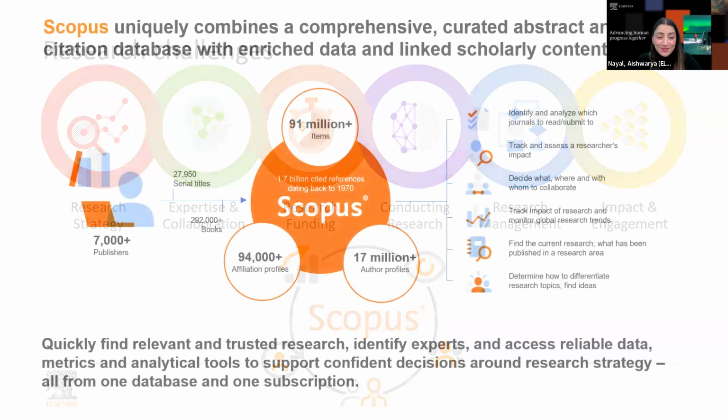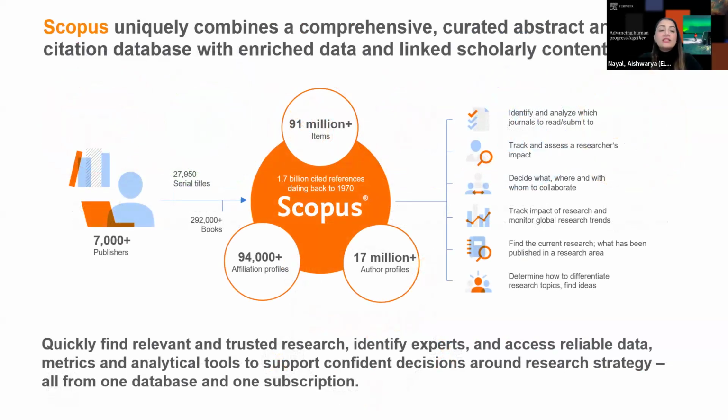So what is Scopus? Scopus is the world's largest abstract and citation database. It has more than 7,000 publishers, 91 million items, and 94,000 affiliation profiles. With the help of Scopus, you'll be able to quickly find relevant and trusted research, identify experts, and access reliable data and analytical tools to support confident decisions around research strategy.